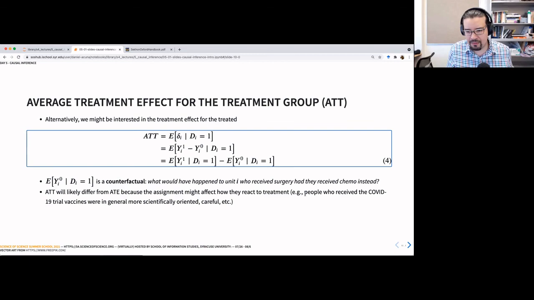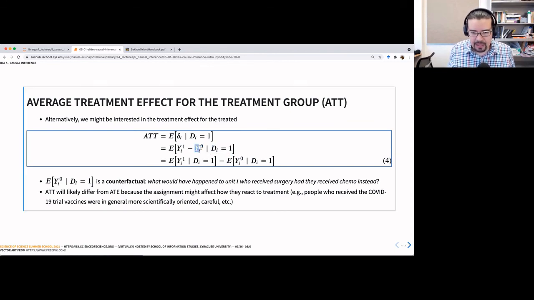And my favorite example, and very relevant, is that people that were in the trial for COVID-19 vaccines usually were scientifically oriented, and they're probably more educated than the general population. So there was a relationship between getting the treatment and these two quantities. The counterfactual for those people probably would have been better prospects than the random population, because they had more education and things like that.